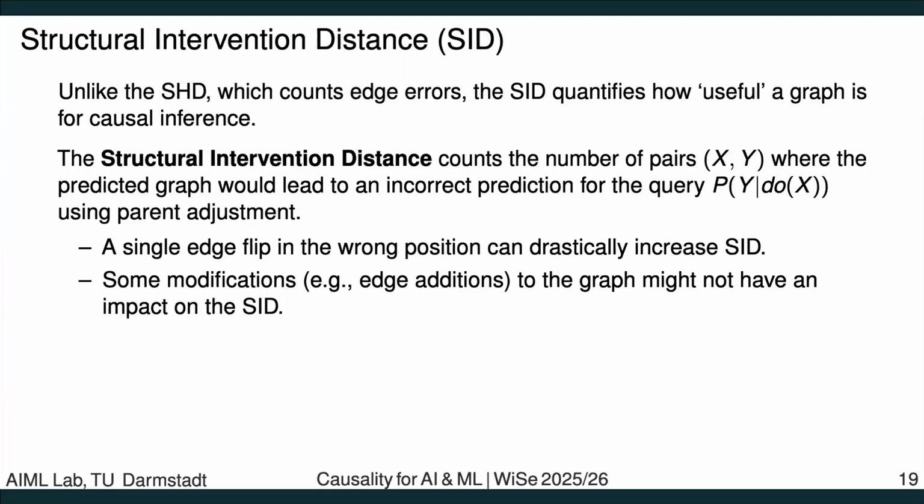And on the other side, depending on where we flip an edge in the graph, we can get a lot of these queries which are wrongfully predicted, or only a few of them. So this metric or this distance captures that.